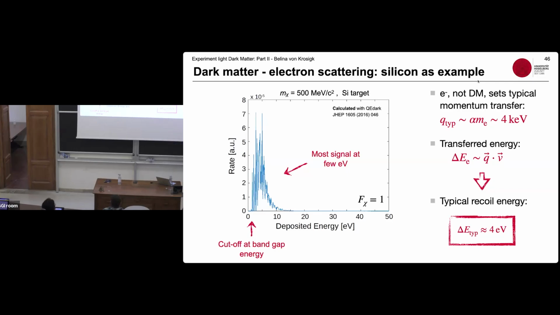This is not the deposited energy, this is the energy of the electron, and it's driven by the electronic system. The typical momentum transfer is of the scale alpha, the fine structure constant, times the mass of the electron. This is around 4 keV, and if you transfer this into transferred energy, this is in the 4 eV range. So you need to get out of the picture that you have something coming in and then a recoil, and the higher the incoming energy, the higher the outgoing. That's not the situation anymore.